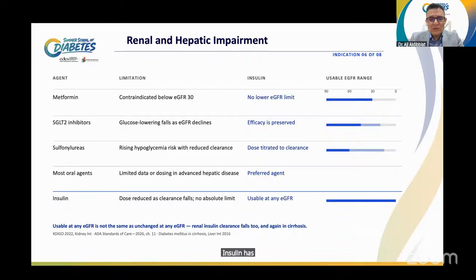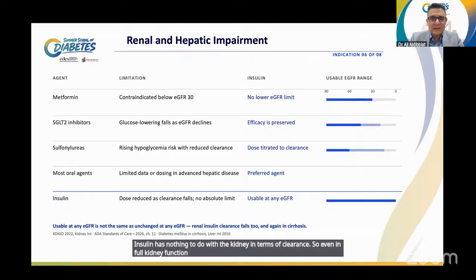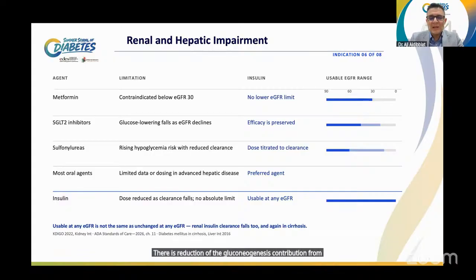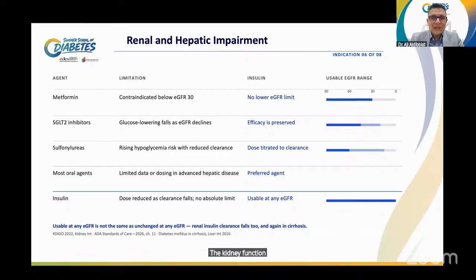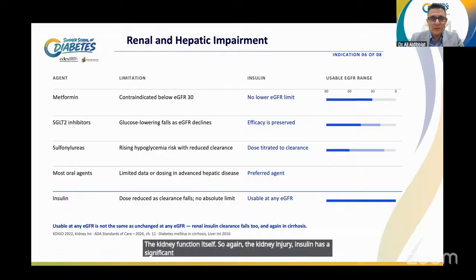Insulin has nothing to do with the kidney in terms of clearance. So even in full kidney function or complete renal failure, you can still give the insulin. The risk of hypoglycemia is there because there is reduction of the gluconeogenesis contribution from the kidney and because of the dysregulated adrenal function. But at the same time, it is one of the safest with regard to interaction with other medications. It's the safest with regard to the kidney function itself. So again, with the kidney injury, insulin has a significant advantage to offer there.